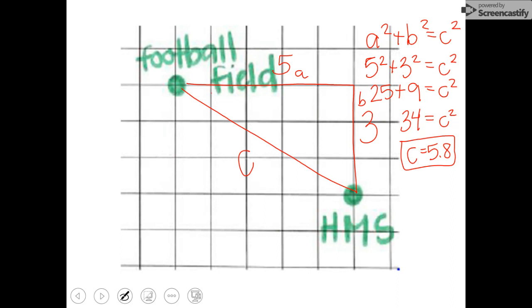So that would be how we calculate distance between 2 points using Pythagorean theorem. We can't just count because it's a diagonal. We have to actually use Pythagorean theorem and calculate it.